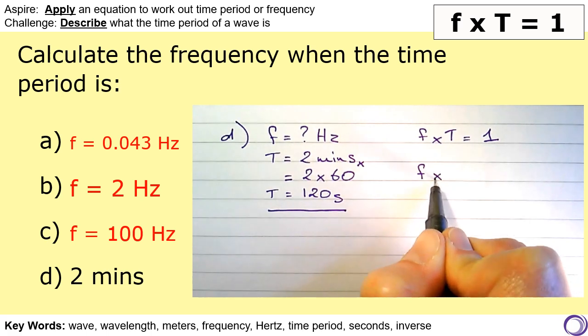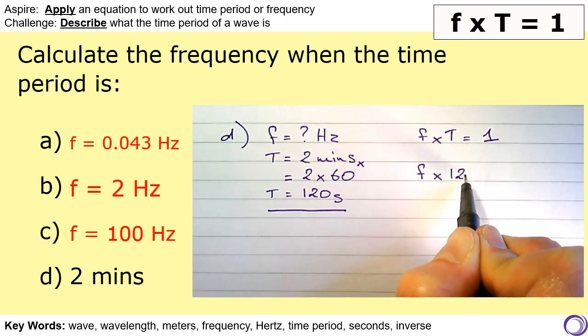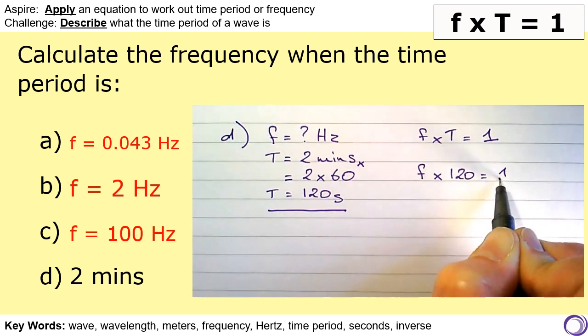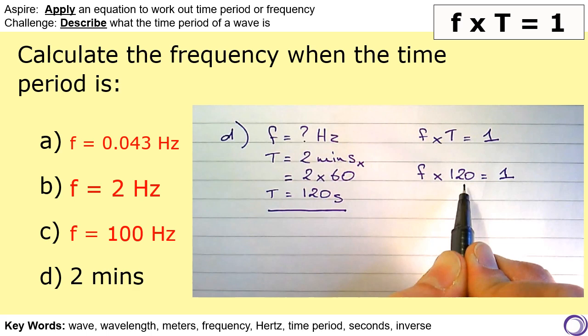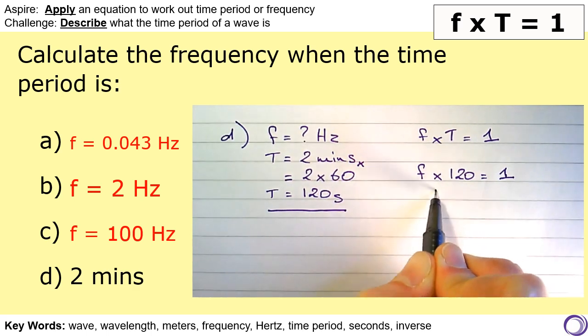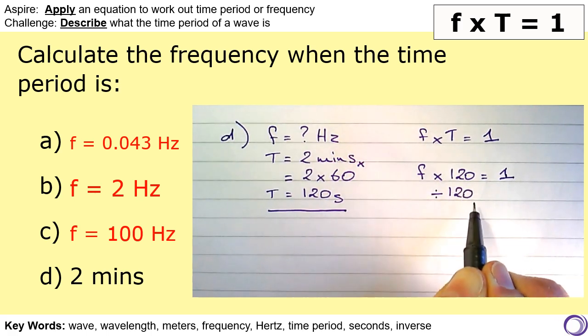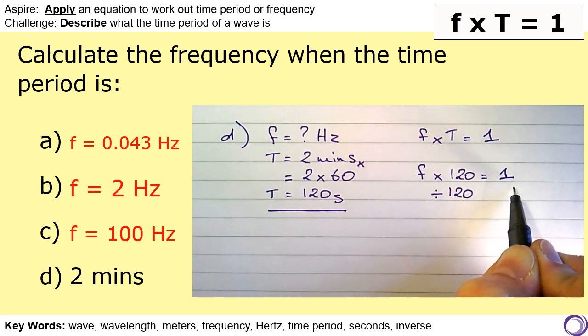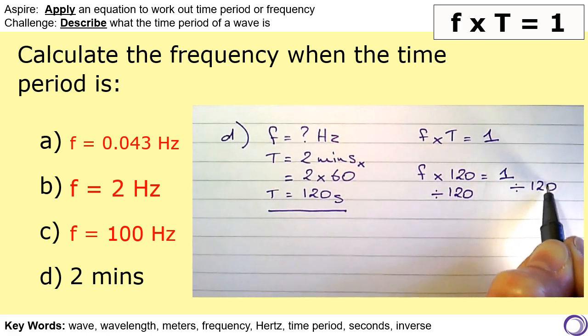Let's substitute the numbers in. Frequency times 120 equals 1. So now my frequency is being multiplied by 120. I need to do the inverse to isolate frequency. So I'm going to divide by 120. But I also need to do the same on the right-hand side of the equation and divide 1 by 120.